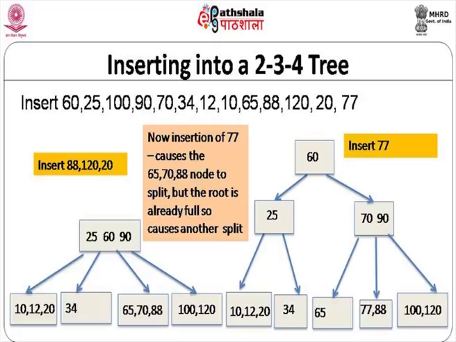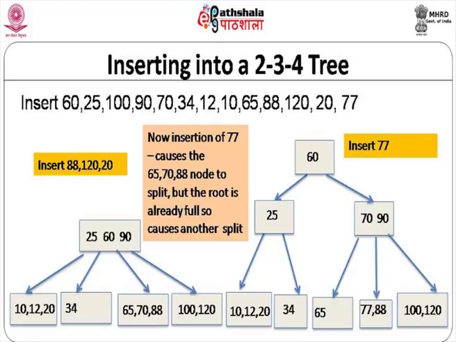So, now I want to insert 77. When I want to insert 77 it causes the node 65, 70, 88 to be split. When 65, 70, 88 is split, 70 goes up and 77, 78 has been inserted. Now, what happens when I move 70 up because of the insertion, I have 25, 60, 70, 90 which again violates the condition. So, that again is split.